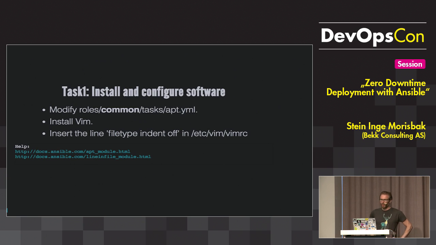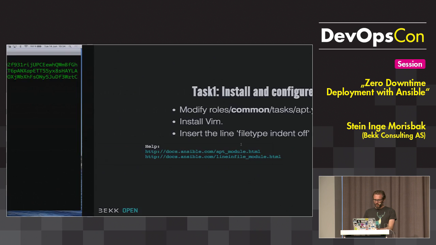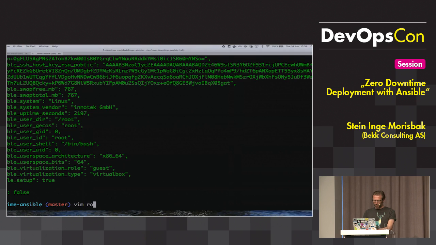So the first thing I'm going to do is install Vim. And I will also insert a line, filetype indent off, in my vimrc file, because it's really annoying when it indents by itself. So let's have a look at that. I put stuff like installing Vim, I don't create an own role for that, because I want to do it on all servers, and I just put them in a common task. And that, like installing basic software, I put there.